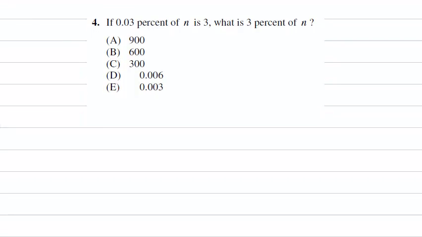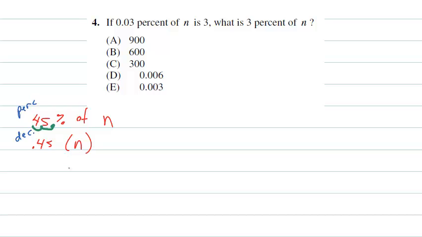Here's a problem from College Board's 2004 practice test. If 0.03% of n is 3, what's 3% of n? So 0.03%, well, if I told you that we were taking 45% of n, that would be 0.45 times n. So in other words, in order to go from the percentage form to the decimal form, we had to take the decimal that's there after the 45 and move it 2 spaces to the left.